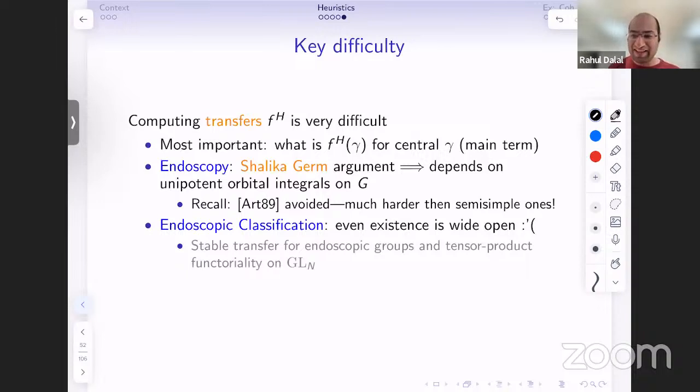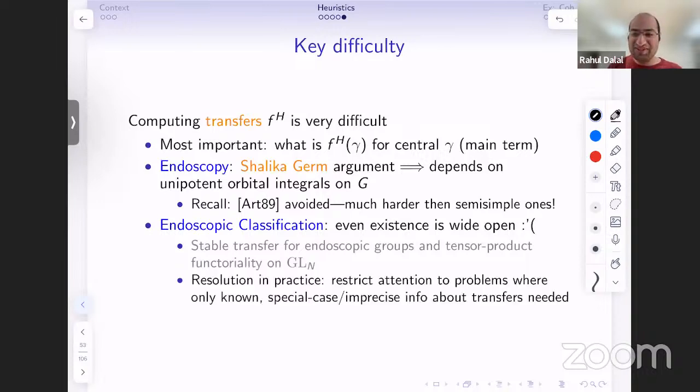For the endoscopic classification and the transfers that come into those, the situation is much, much worse. Even existence of these transfers is a wide open problem. So these transfers end up being equivalent to certain kinds of stable transfers that people conjecture in the beyond endoscopy program. And you're just kind of stuck if you have to calculate those. You have to do some very specific ad hoc things for the specific case you're looking at.